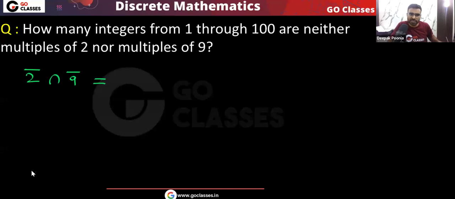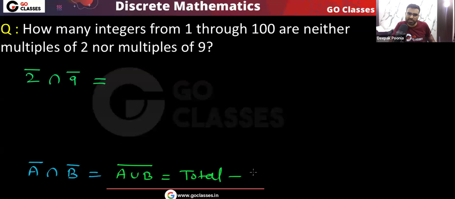Okay, so it is like something like this: neither in A nor in B. So you can apply De Morgan's law. There is something called De Morgan's law. We study it in set theory, in propositional logic, in Boolean algebra. So that is basically very simple: neither A nor B is equal to the complement of A or B, or I can say that is equal to total minus A union B.